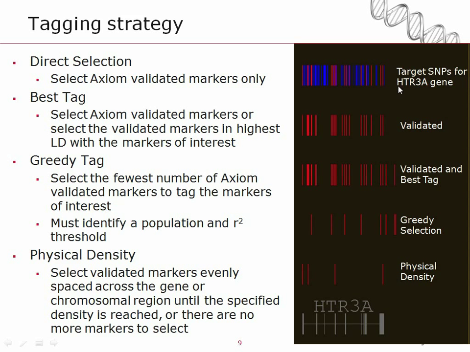On the right side of the slide here, you can see for a single gene, HTR3A, displayed on the top are all the target markers in that gene, color coded blue if they're taggable and red if they're validated. And you can see the effects of the different selection methods as you move down for selecting the markers from within those regions. Starting at the validated, where you get all the red ones, validated plus best tag, or the greedy selection, and then the physical density at the bottom.